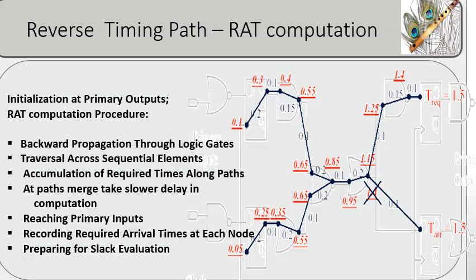As the backward traversal continues, values reduce from around 1.5 ns to 1.4 ns, 1.25 ns, and further toward earlier stages. This process ensures that every node reflects the latest allowable arrival time without violating setup requirements. The final RAT at the launch flip-flop defines the timing budget, enabling slack computation when compared with AAT.